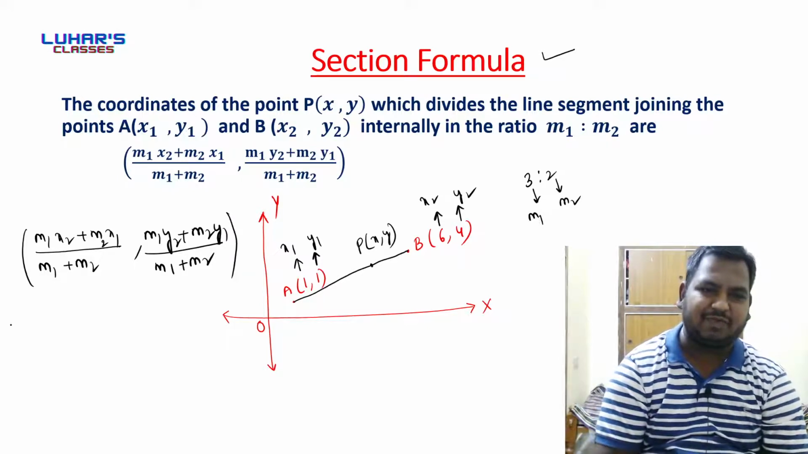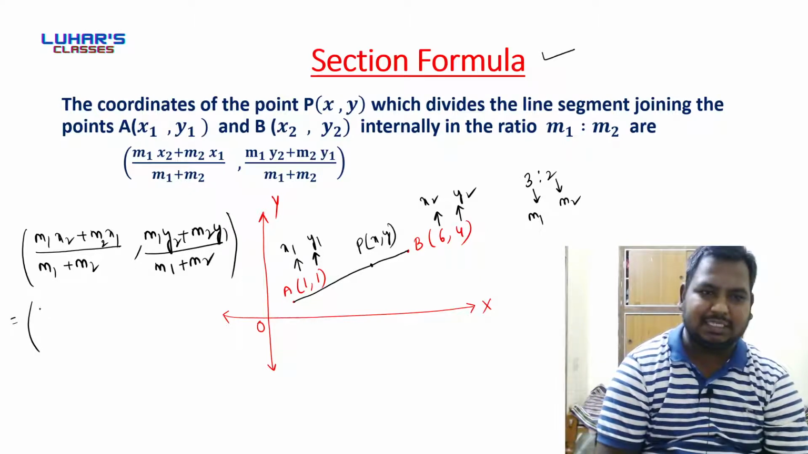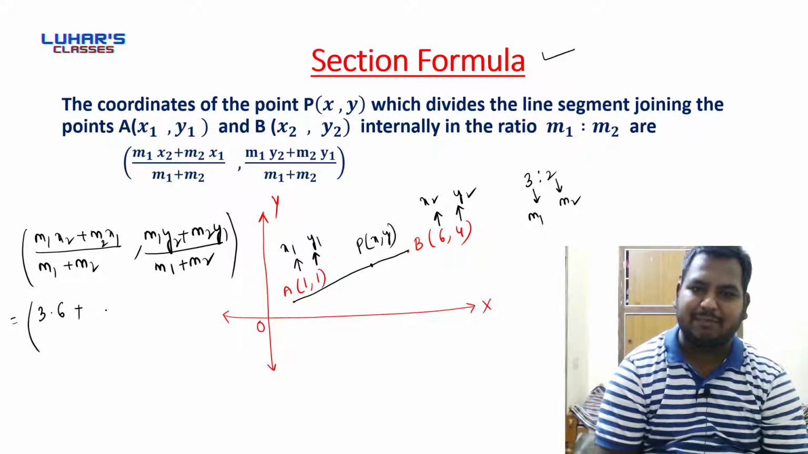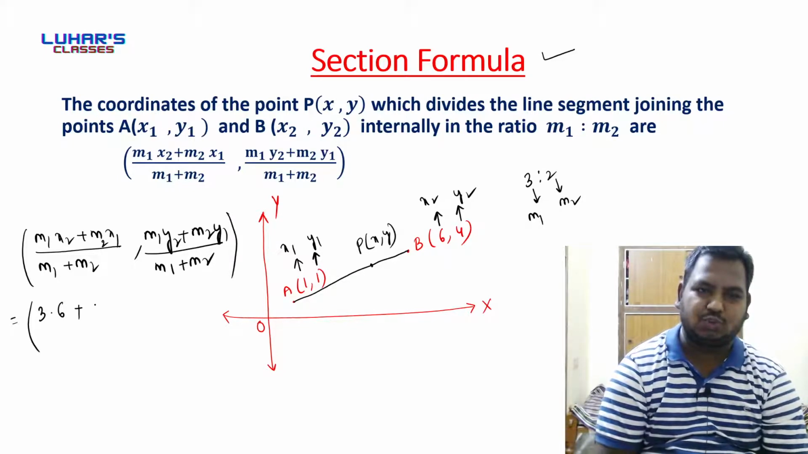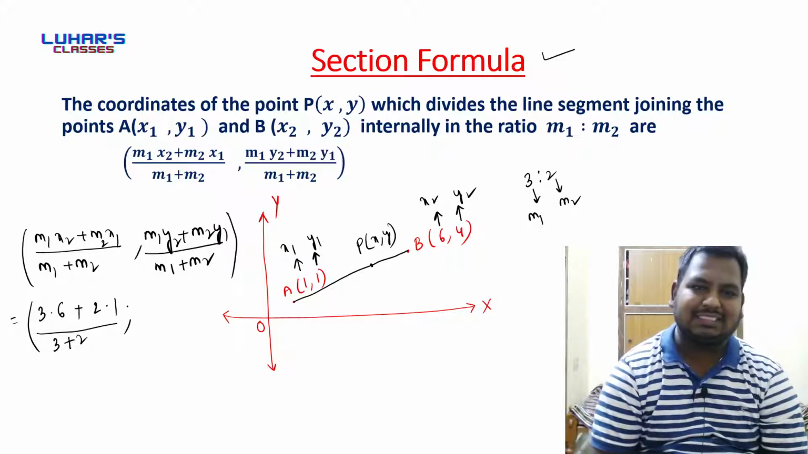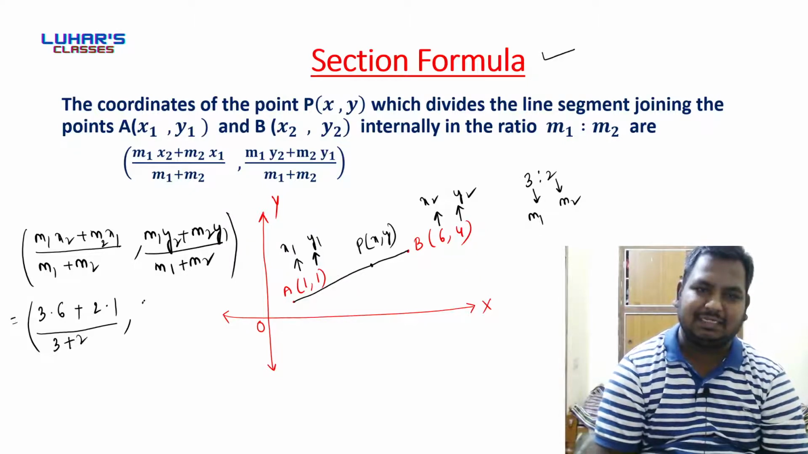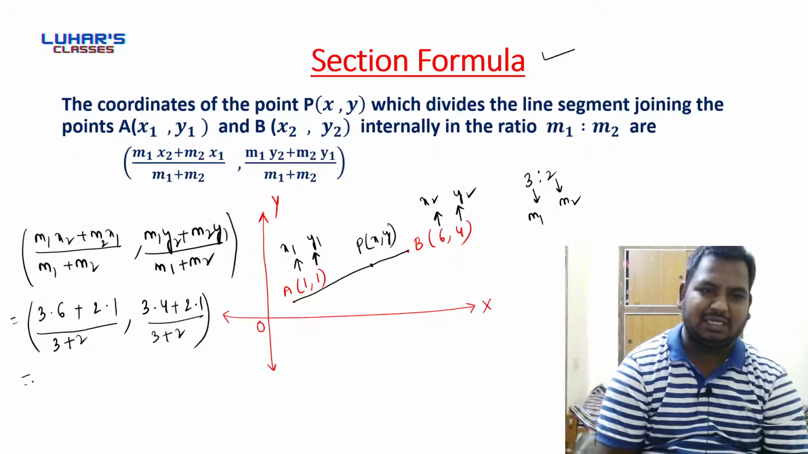So let me substitute the values here. If I substitute the values, what am I going to get? m1 is 3 into x2 is 6 into 6 plus m2, m2 is 2, x1 is 1, so 3 into 6 plus 2 into 1. Okay. Next, m1 is 3, y2 is 4 plus m2 is 2, y1 is 1, so 3 into 4 plus 2 into 1. So what are we going to get finally here?